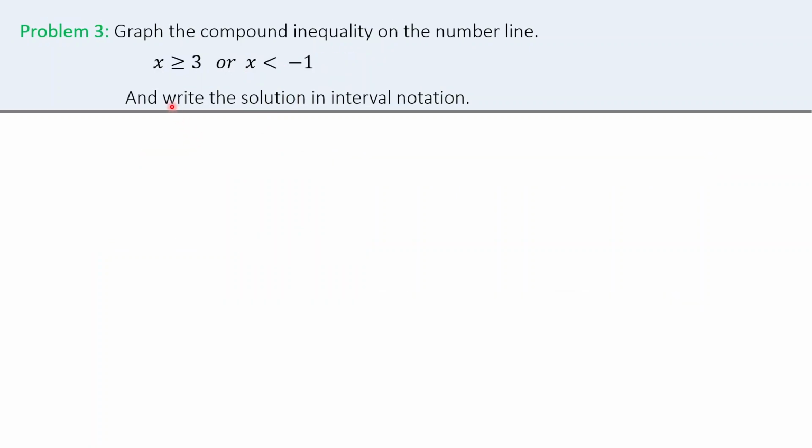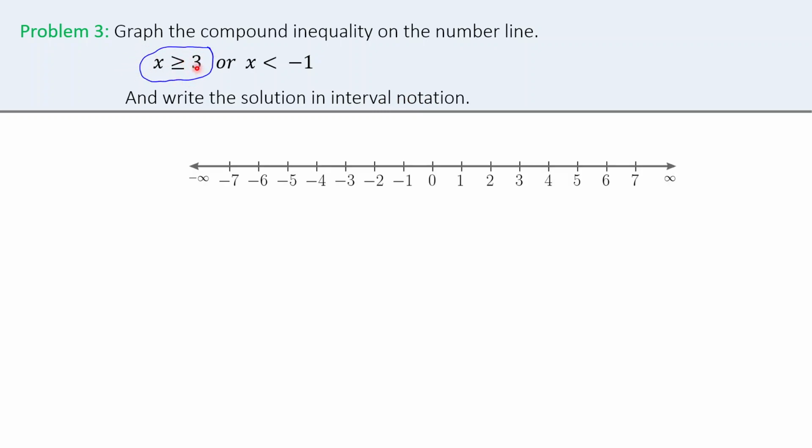Next, we are going to draw the graph of this compound inequality and write the solution in interval notation. First, draw the graph of this inequality. Go to 3. There is an equal sign, so put a filled circle. There is greater than, so draw a line all the way to positive infinity.